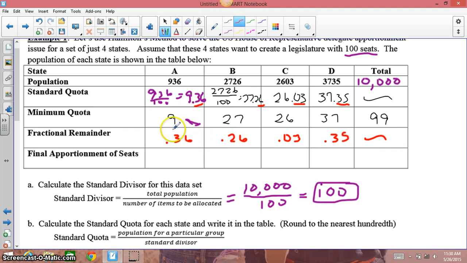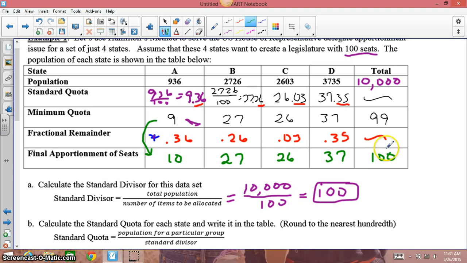So as you can see then, 0.36 is the largest. That's where my extra seat is going to go. And so that one is going to change from 9 seats to 10 seats. Everybody else is going to stay the same. I add across and I get 100.